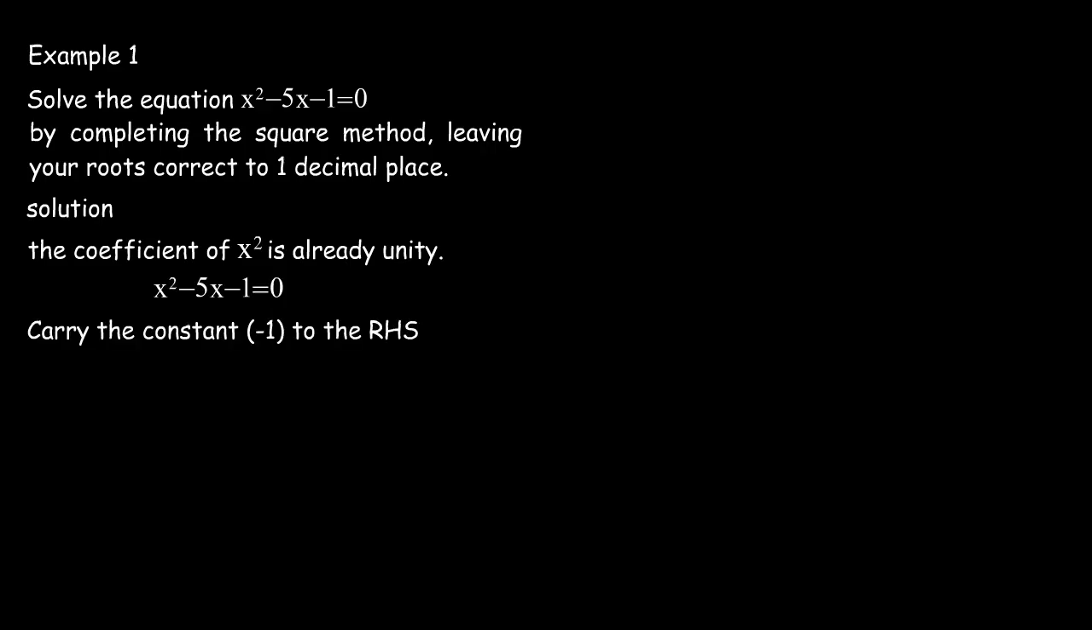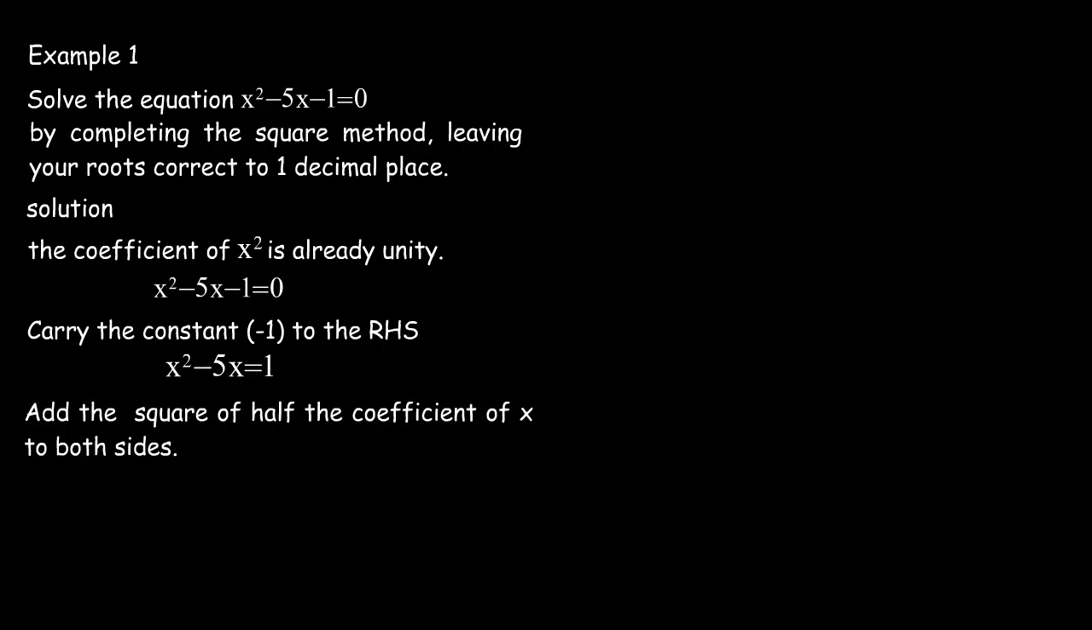Next, we carry the constant, that is minus 1, to the right hand side, and doing that it becomes x squared minus 5x equals 1. At this point, we add the square of half the coefficient of x to both sides, that is to make the left hand side a perfect square.